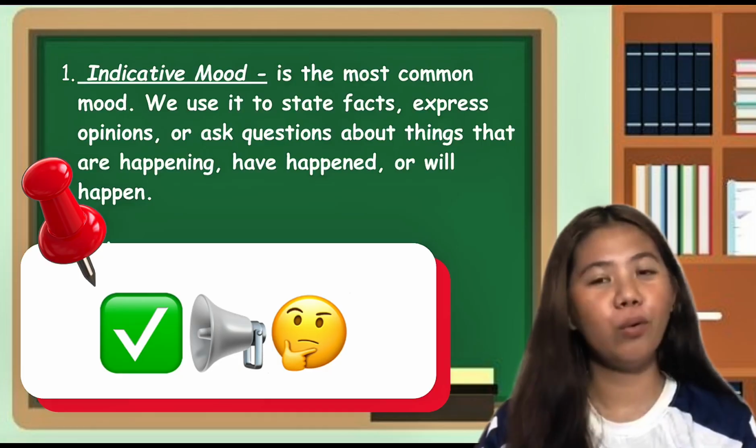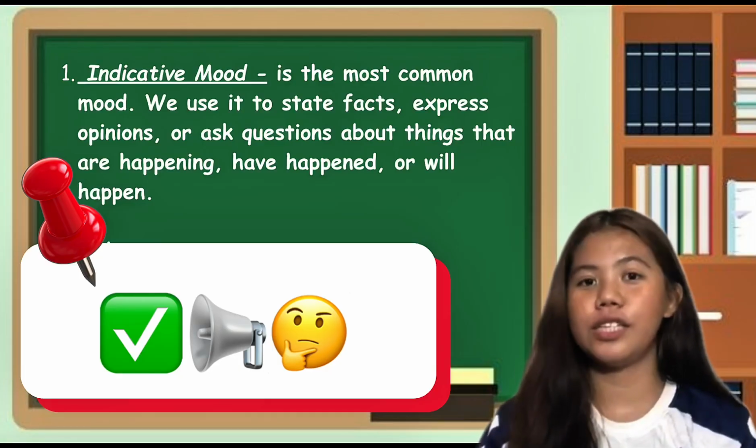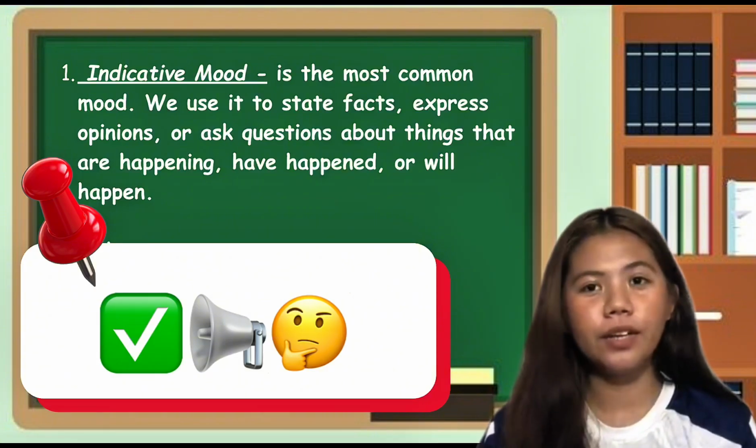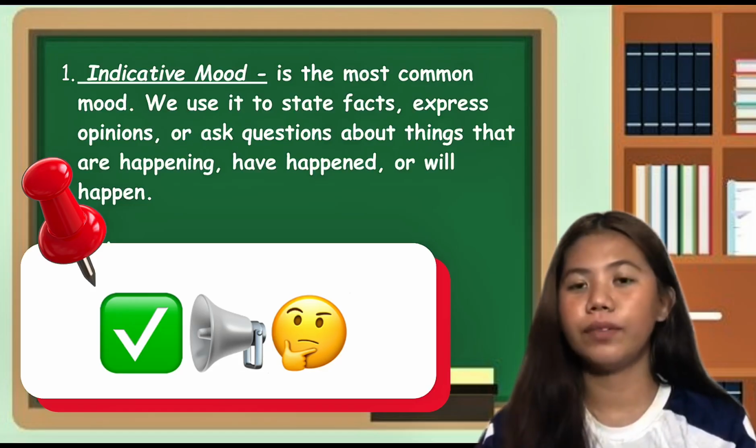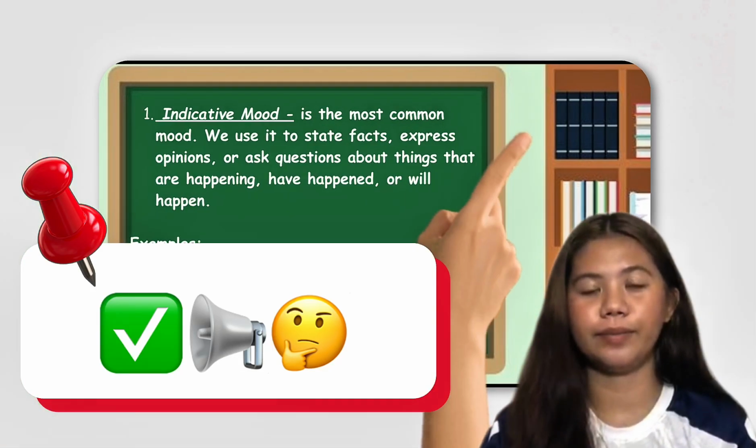As you have understood about mood, it is nothing but intention conveyed through a verb. Now, let's first learn indicative mood. The indicative mood is the most common mood. We use it to state facts, express our opinions, or ask questions about things that are happening, have happened, or will happen. You can say that when a verb in a sentence talks about facts, opinions, or asks a question, it is said to be in the indicative mood.